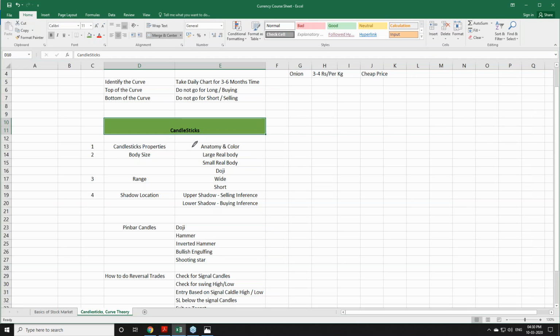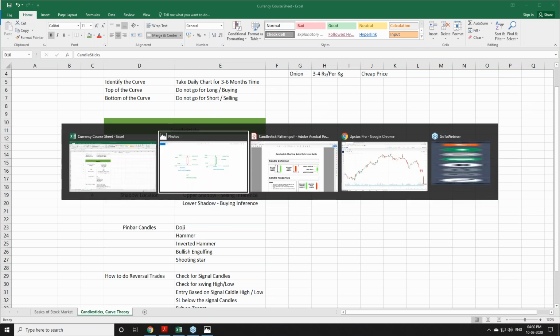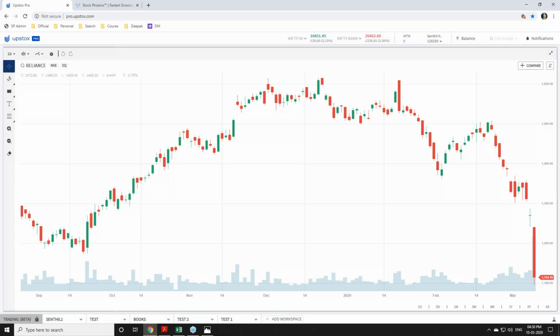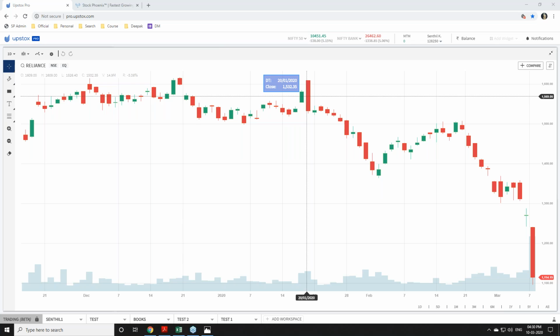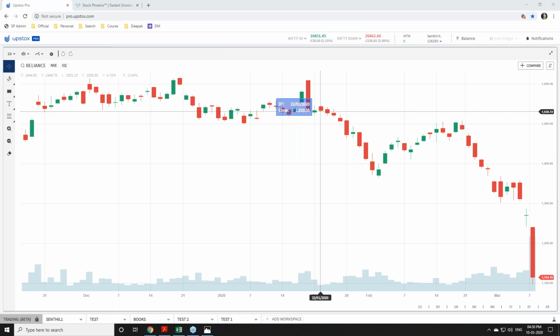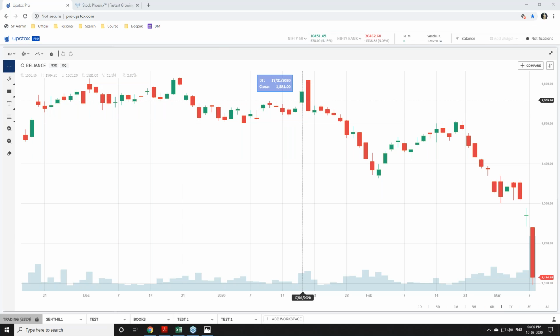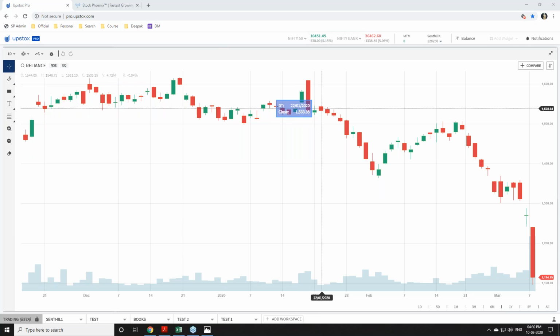there are candlestick properties, anatomy and color. Let me explain once more. Every single candle represents one time frame, one day time frame. That means every bar is one single day. You can see here 17/1, 21, Saturday, Sunday holiday, 21, 22, 23, 24, again 27, again Saturday, Sunday holiday. So every candlestick represents one day time frame.